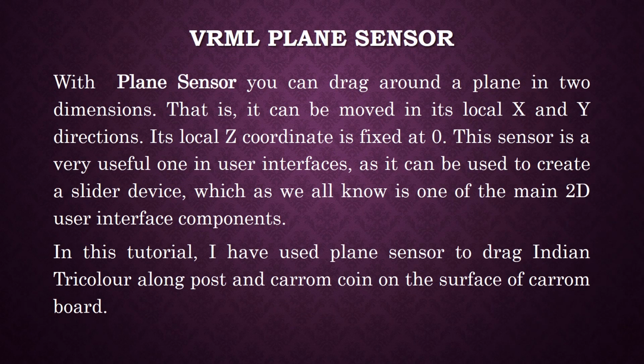What is a plane sensor? With a plane sensor, you can drag around a plane in two dimensions. That is, it can be moved in its local x and y direction. Its local z coordinate is fixed at 0. This sensor is very useful in user interfaces, as it can be used to create a slider device, which, as we all know, is one of the main 2D user interface components.